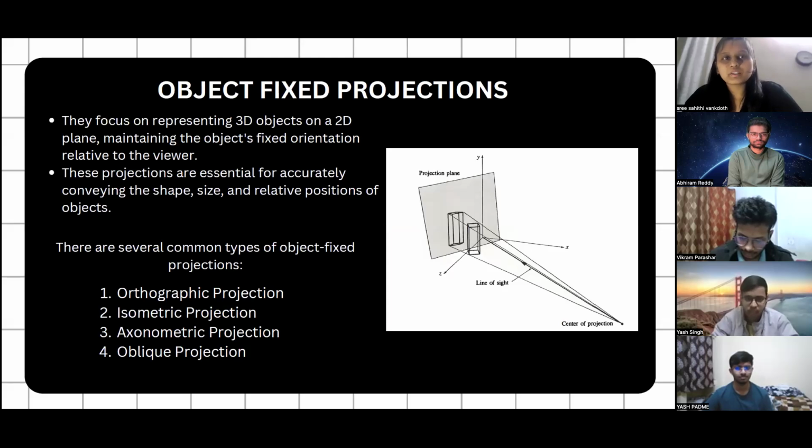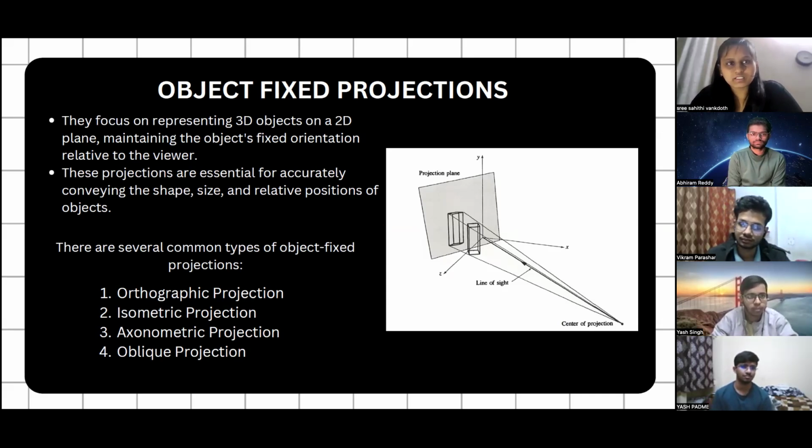So, briefing about object fixed projections. These projections focus on representing 3D objects on a 2D plane, maintaining the object's fixed position relative to the viewer. In this projection, the shape and size of the object are not changed. I mean, the object is not distorted. There are several common types of object fixed projections. Those include orthographic projection, isometric projection, axonometric projection, and oblique projection.